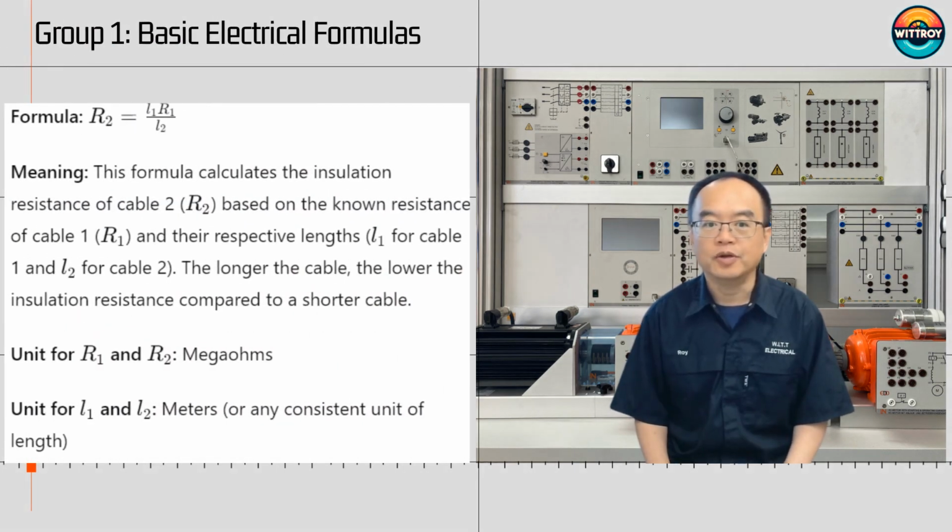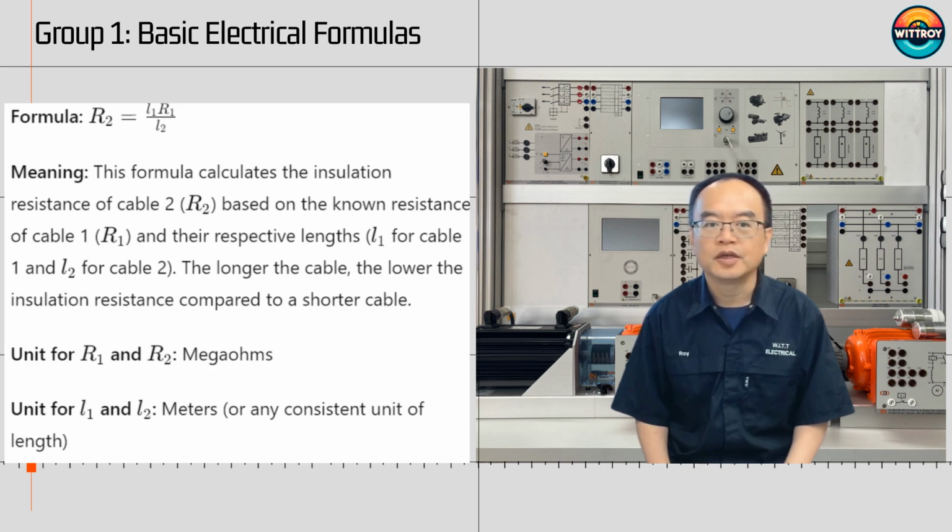First, let's look at the formula itself. The formula for insulation resistance is R2 equals L1 R1 divided by L2. This formula calculates the insulation resistance of a material, given the known resistance at a certain length. Now let's break down each variable in this formula. L1, length 1, the length of cable 1. The unit for length is meters or any consistent unit of length.